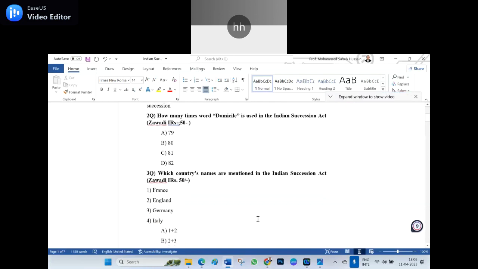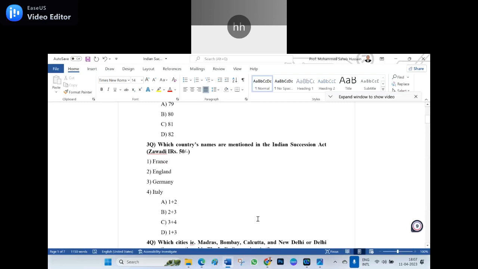Now the third question. Which countries' names are mentioned in the Indian Succession Act? 1. France, 2. England, 3. Germany, 4. Italy. Options: A. 1 plus 2, B. 2 plus 3, C. 3 plus 4, D. 1 plus 3. 1 plus 3, sir.